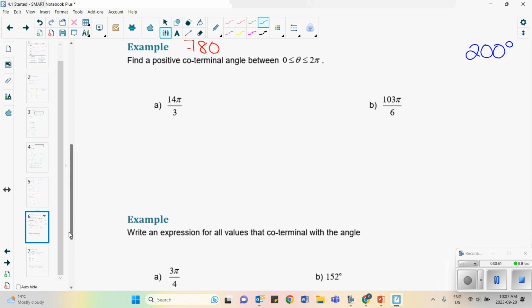Positive coterminal angles. What does that mean? It has to be in one trip around the coordinate plane, right? Has to be within 360 degrees.